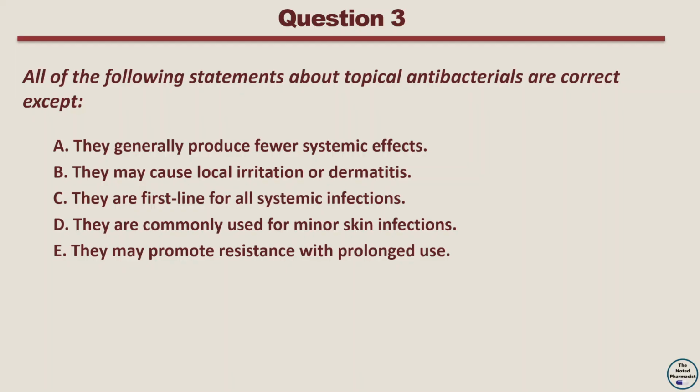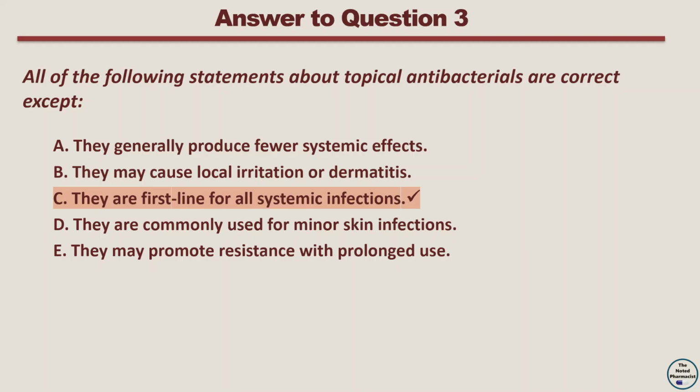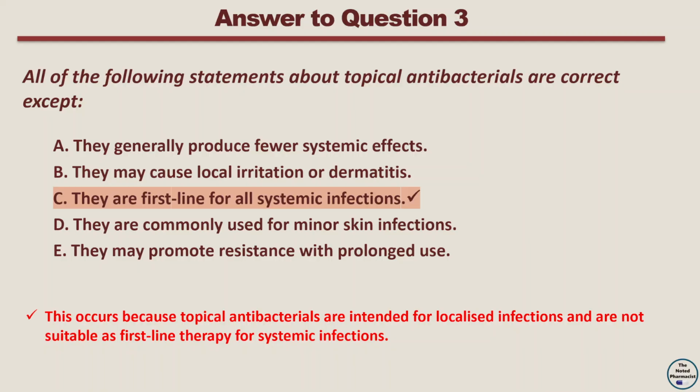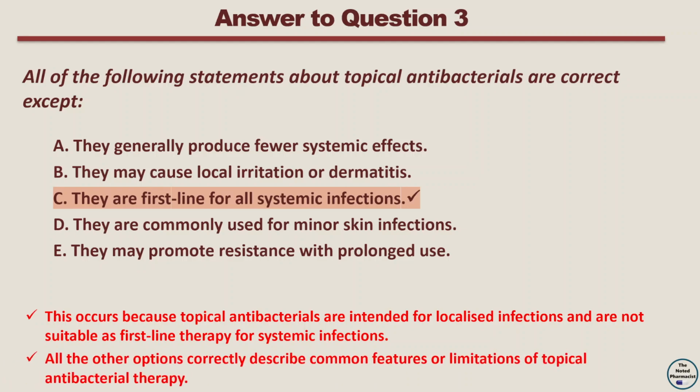The correct answer is option C. They are first line for all systemic infections. This is because topical antibacterials are intended for localized infections and are not suitable as first-line therapy for systemic infections. All the other options correctly describe common features or limitations of topical antibacterial therapy.